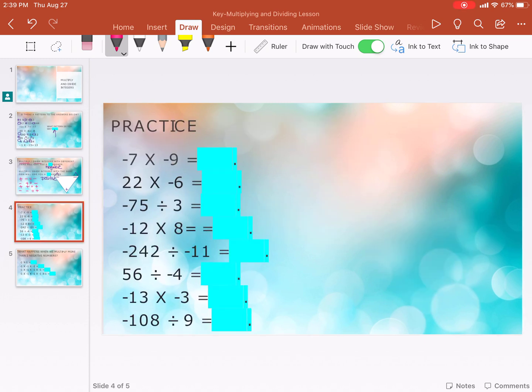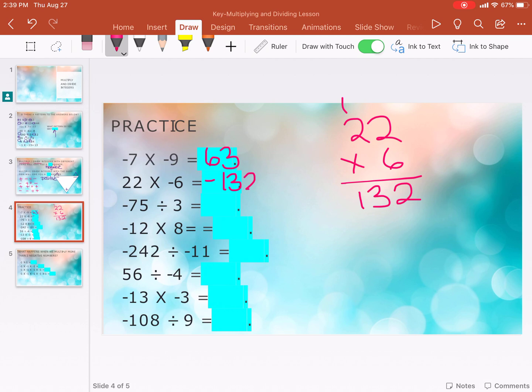So let's do some practice. 7 times 9 is 63. A negative and a negative is a positive, so your answer is just 63. You can fill it in by using the drawing tool or typing it in. 22 times 6, let's do it out. 6 times 2 is 12. 6 times 2 is 12 plus 1, 13. One negative, one positive, so it's negative 132.